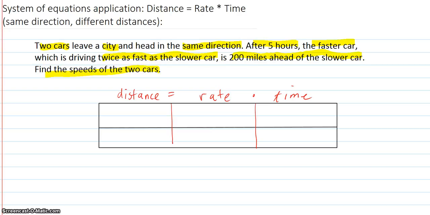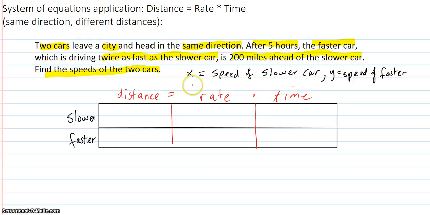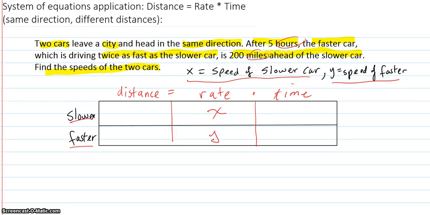So it looks like we have to name the variables. So we name the variable here, x equals the speed of the slower car. That's in miles per hour because we're talking about miles and hours. So it's miles per hour is the rate. And y is the speed of the faster. So here's a slower row and here's the stuff for the faster. So the rate is the one that's unknown. So x is the slower and y is the faster.